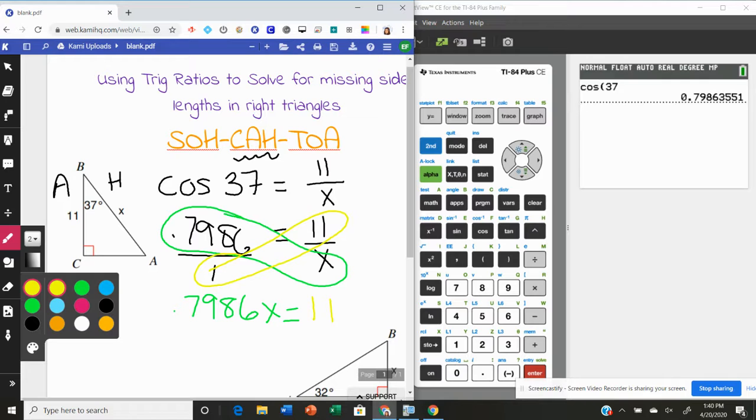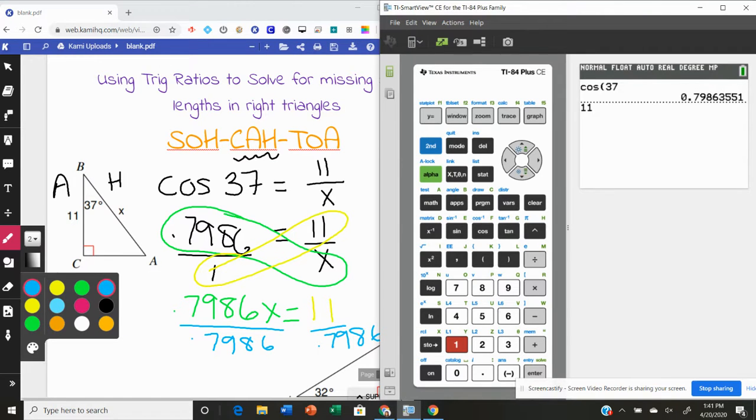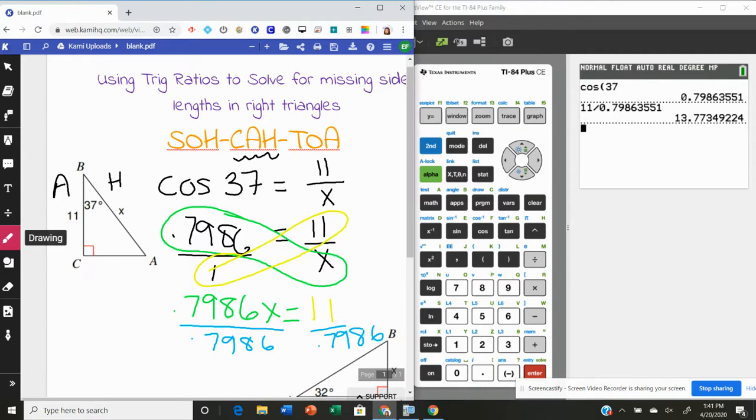And then in order to solve for x, we're going to just divide both sides by that cosine of 37 number that we had gotten before. So on my calculator, I'm just going to do 11 divided by the same answer that I had gotten before. If you're able to scroll up on your calculator and put that answer in there, please go ahead and do that. That way you get the most accurate answer possible. And here it looks like our answer is that x is about 13.77.